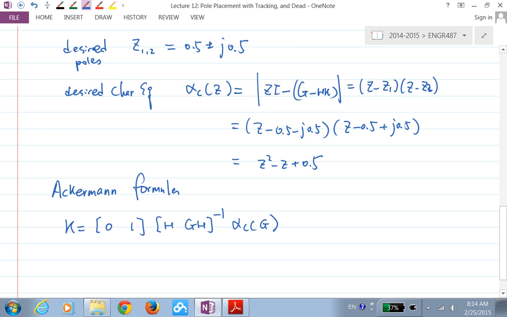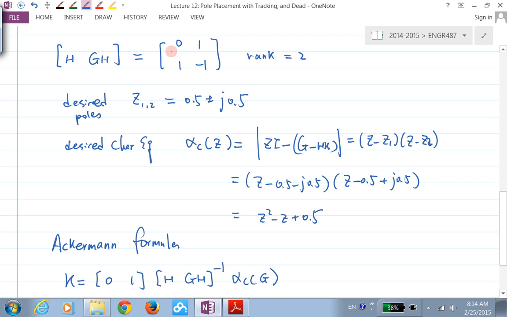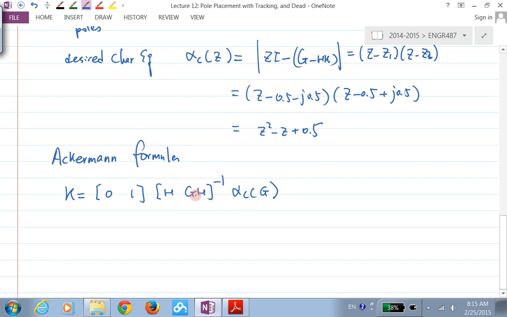So let's see, what else do we need to calculate now? We already have this H, GH now, so we can simply plug it here and do an inverse. We don't have alpha c of G yet. So let's see.